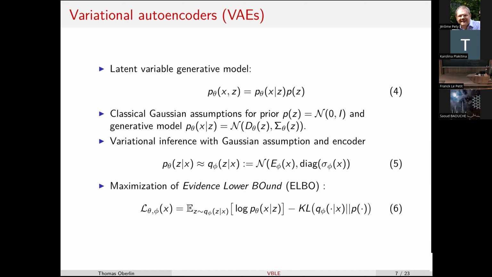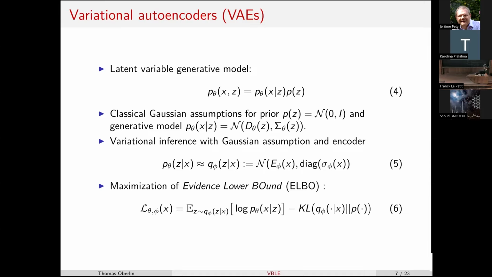Most of the time we make Gaussian assumptions. So the prior is simply this probability distribution, and the generative model, P theta of X given Z, is a Gaussian parameterized by quantities that are learned by a neural network with weights theta. So D is the mean, and sigma is the covariance matrix of the Gaussian distribution. This is the generative model.